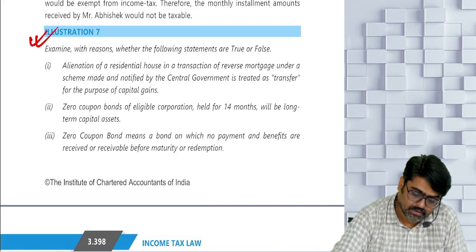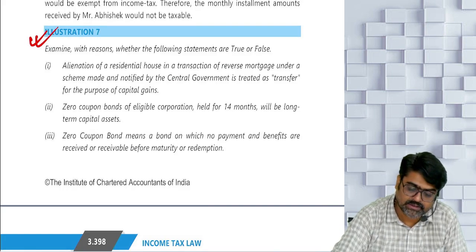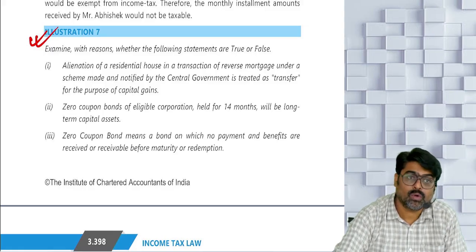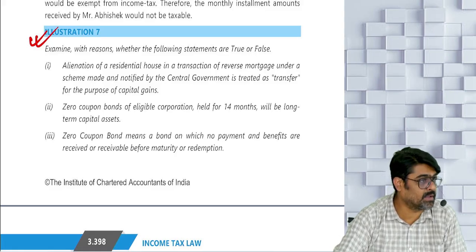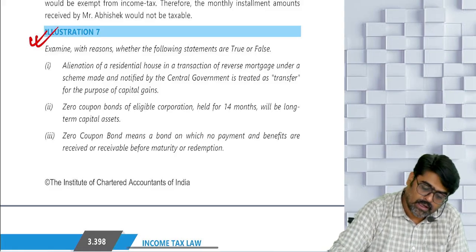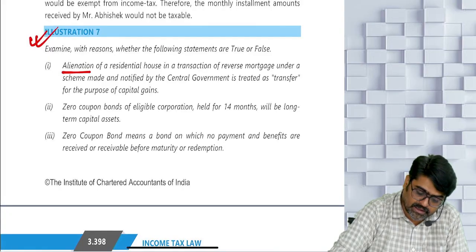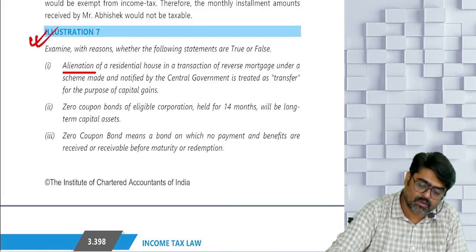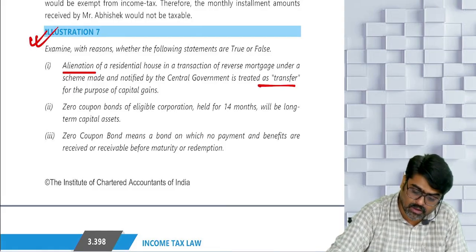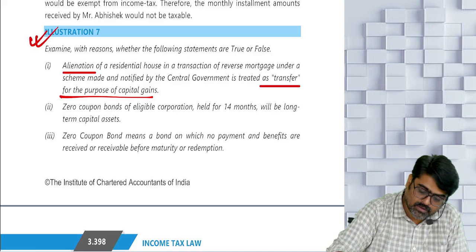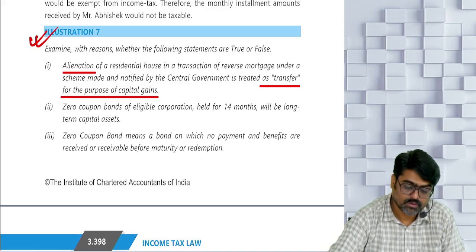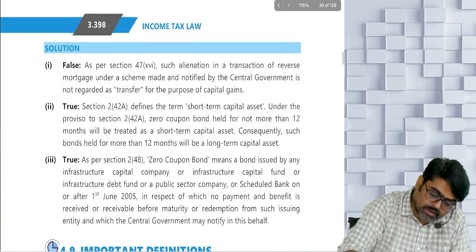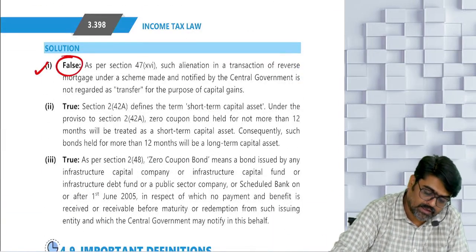Illustration 7. Examine with reasons whether the following statements are true or false. First you are supposed to say whether it is true or false, and then you are supposed to give the reason also. Yes or no? Alienation of a residential house. Alienation means transfer. Yes or no? In a transaction of reverse mortgage under a scheme made and notified by the central government, is it treated as a transfer for the purpose of capital gains? No. It is not. So this is false. It is not a transfer. It is an exempt transfer.